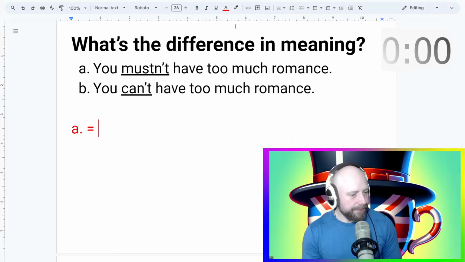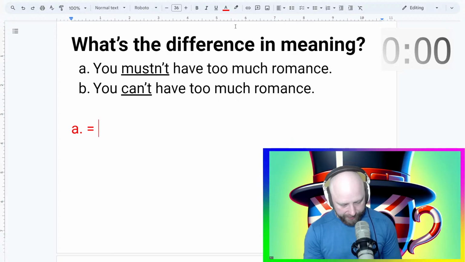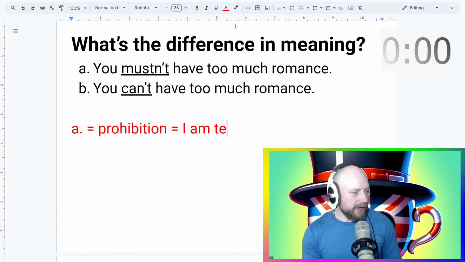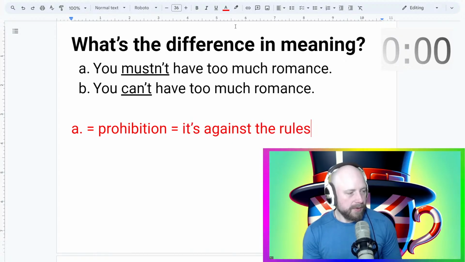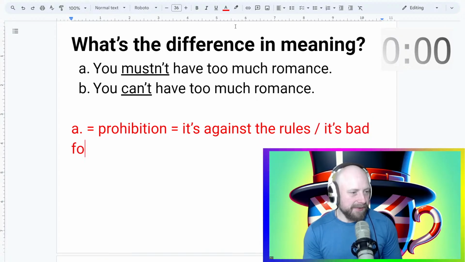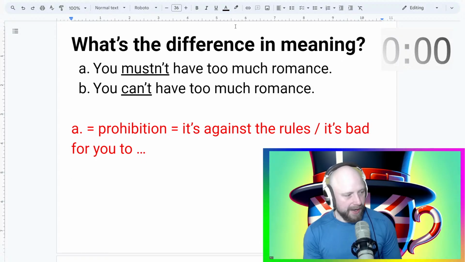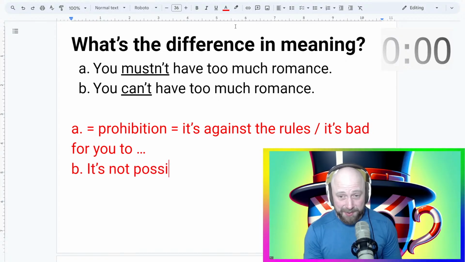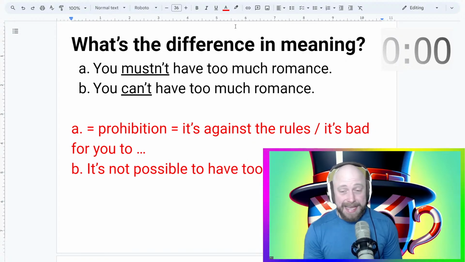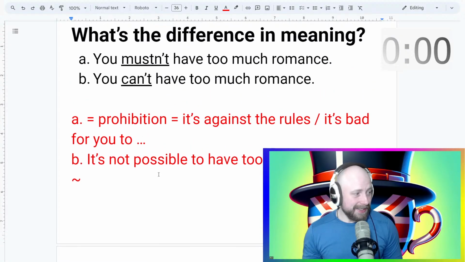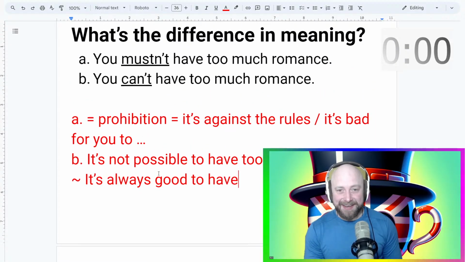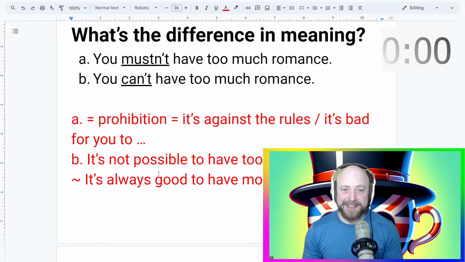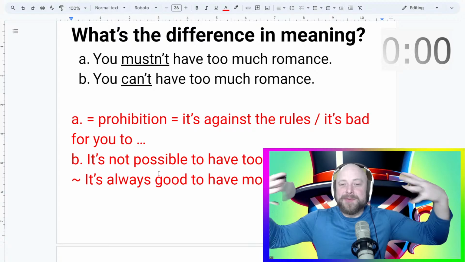So A is prohibition. It equals I am telling you that, or we could say it's against the rules, or it's bad for you to have too much romance. Okay? So prohibition. And then B is it's not possible to have too much romance. In other words, B actually means it's always good to have more romance. You can't have too much romance. It means there's always room for more romance.